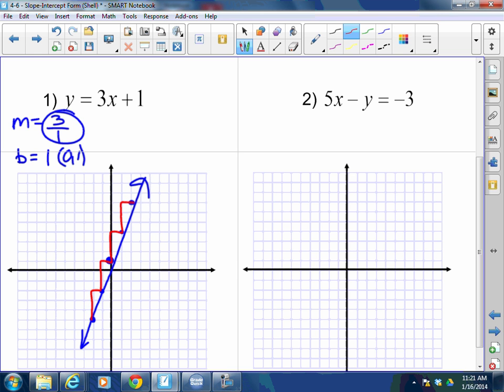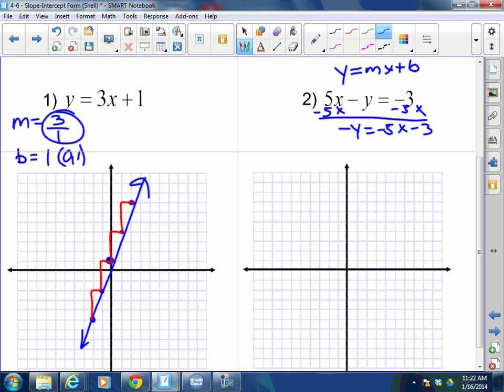All right? Okay, number 2. What's the first thing I have to do here, gentlemen? Solve for y. Not standard form. No, it's already in standard form. You want to put it into slope-intercept form. So that means you have to solve for y. You want to find y equals mx plus b. So how do I start solving for y here? You subtract 5x from both sides. So I get negative y equals negative 5x minus 3.